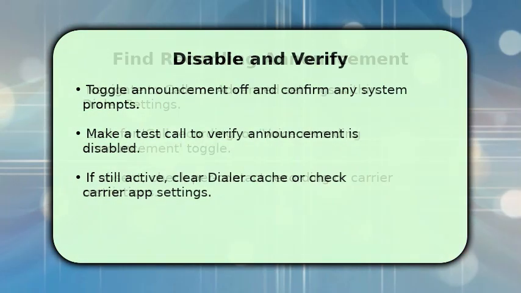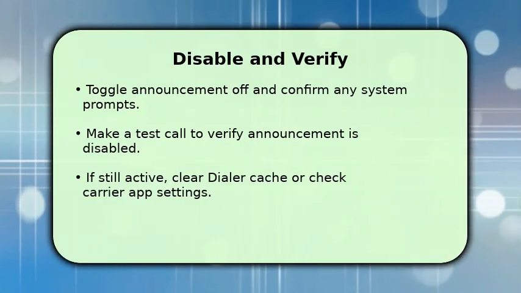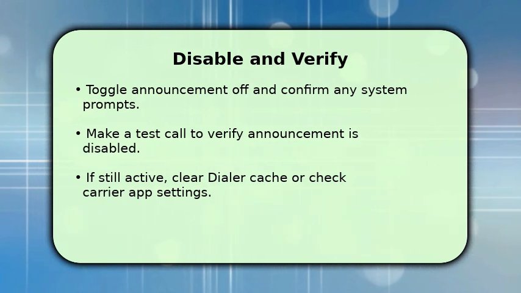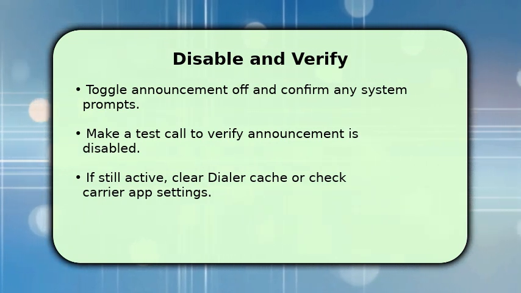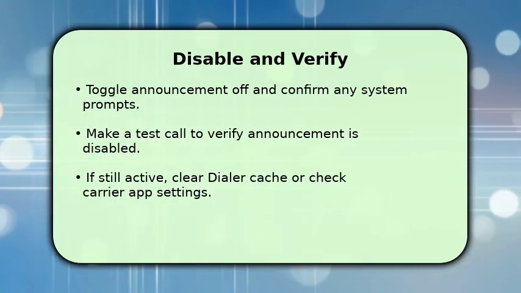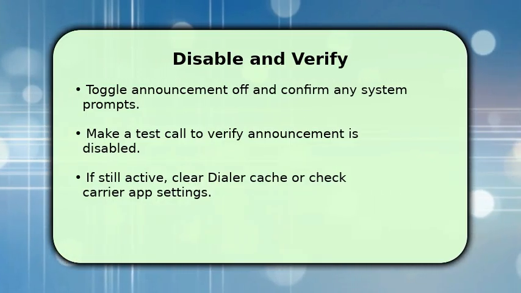Toggle the announcement off and respond to any confirmation dialogues. This change should apply immediately. Once done, make a quick test call to confirm the announcement no longer plays. If the announcement still occurs, force stop the dialer app, clear its cache, and restart your phone to refresh settings.